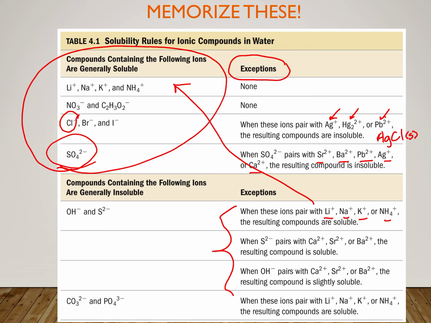And then sulfide and hydroxide have slightly different, right? If we have a sulfide with calcium, strontium, or barium, then it's going to be soluble. When hydroxide pairs with calcium, strontium, or barium, the compound is slightly soluble. We're typically going to treat that as soluble in this class. And then we have our carbonate and phosphate, again, mostly insoluble, but if it's with lithium, sodium, potassium, or ammonium, then it is soluble. You need to have these memorized for this class.